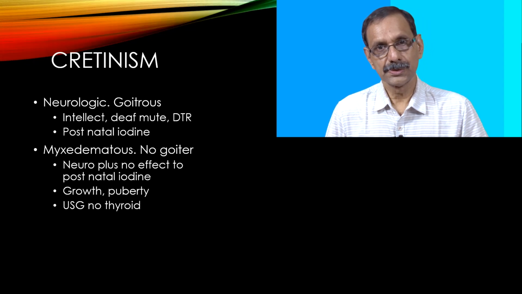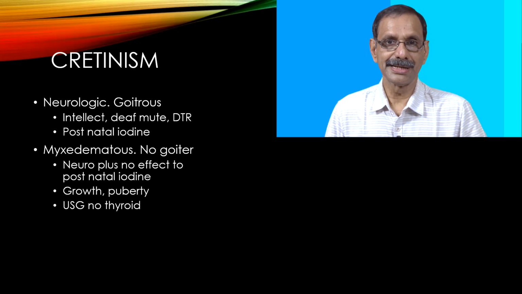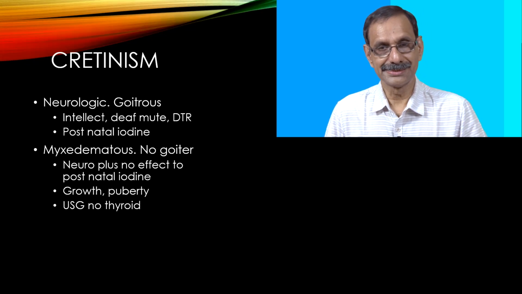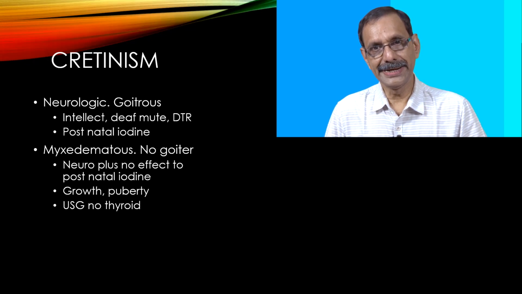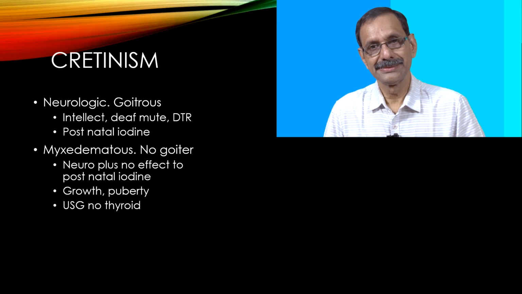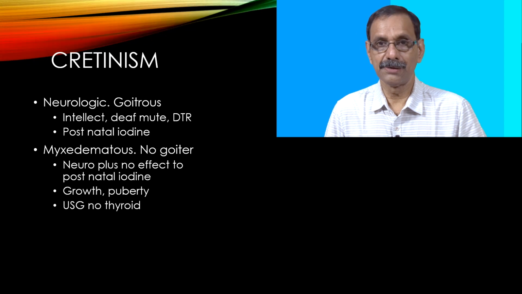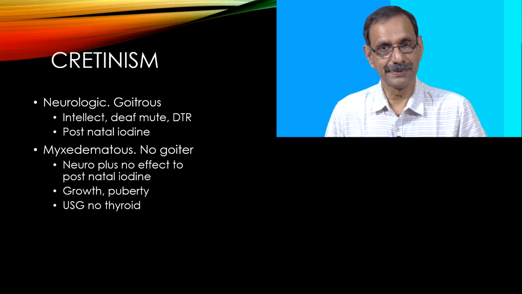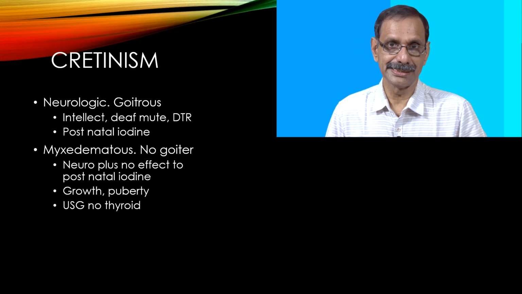So this is the so-called neurological type of cretin. That is, you have predominantly neurological damage. In utero, your brain is damaged. Suppose postnatal iodine supplementation is normal. These babies beyond the newborn period grow normally. They grow normal in height and develop normal puberty at the appropriate age. But whatever damage that is done in utero will not get corrected. So that is the most important thing in cretinism.